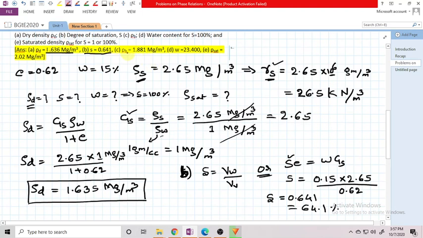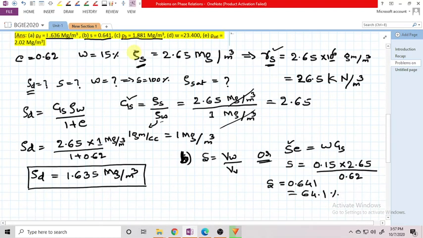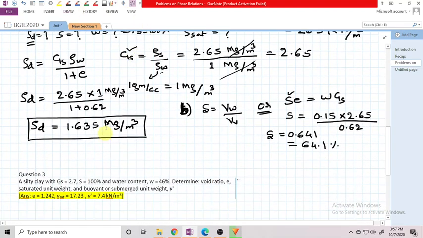Now comes the bulk unit weight. How can I find out the bulk unit weight? What is the formula for the bulk unit weight? Let me get some space here so that I can continue.